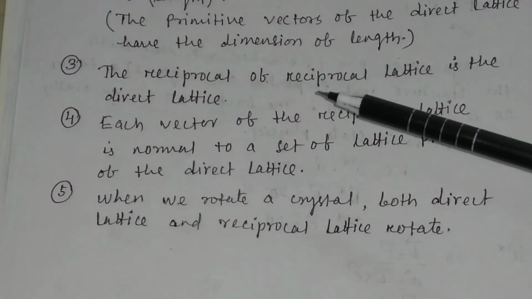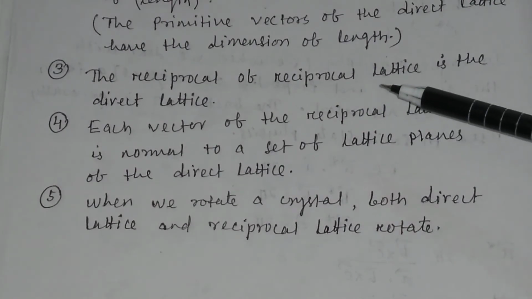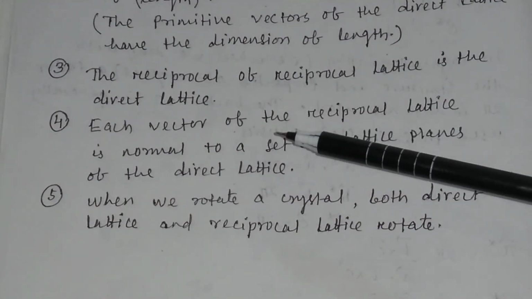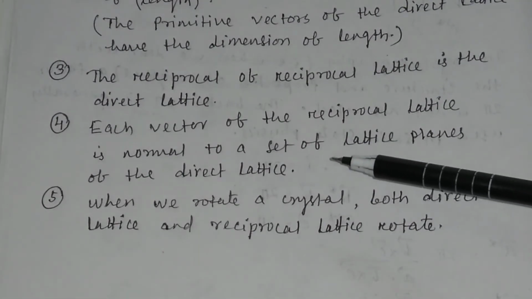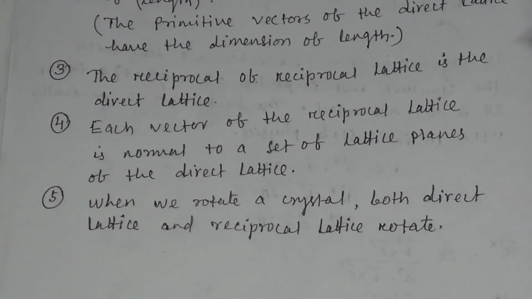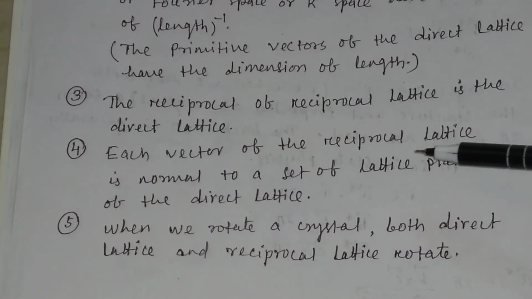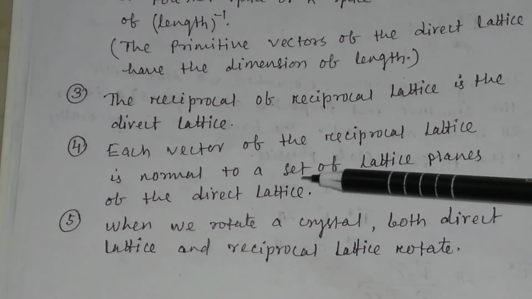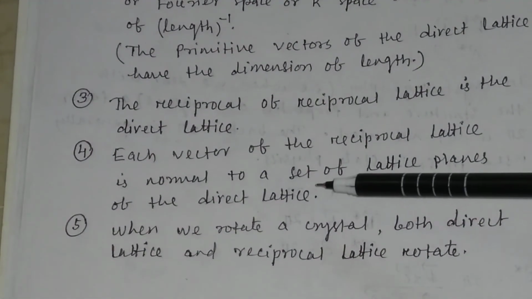Number 3, the reciprocal of the reciprocal lattice is the direct lattice. Number 4, each vector of the reciprocal lattice is normal to a set of lattice planes of the direct lattice. Remember, each vector of the reciprocal lattice is normal to a set of lattice planes of the direct lattice.